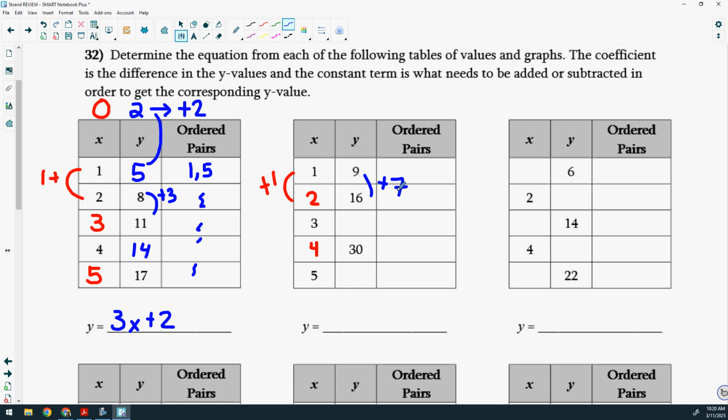So now our slope, or our m value, is going to be 7 divided by 1, which is 7. So y equals 7x. We need to figure out our y-intercept. Our y-intercept is where our value of x is 0. So we're going to minus 1 to get 0. And we're going to have 9, and we're going to subtract 7, which gives us 2. So our b value is +2.